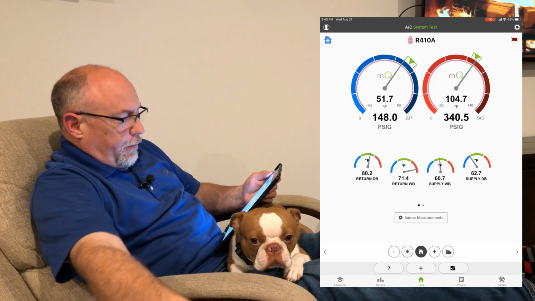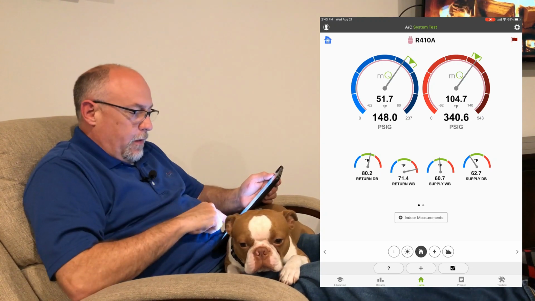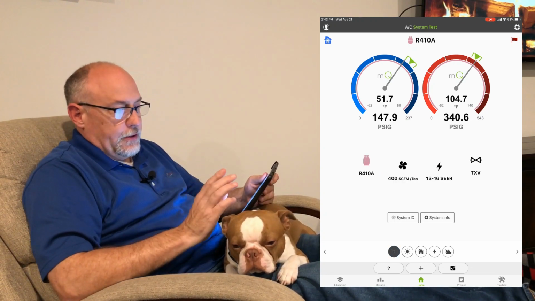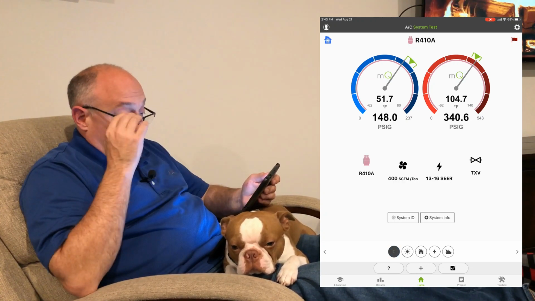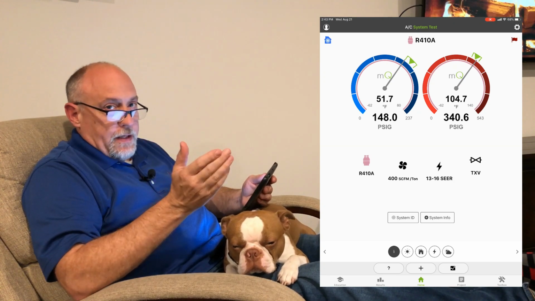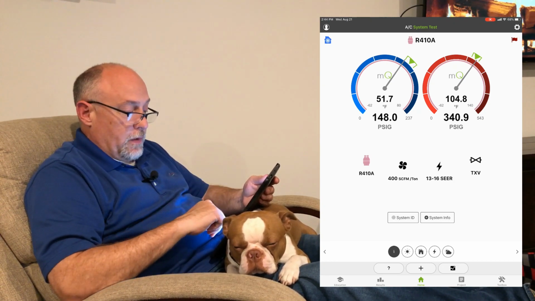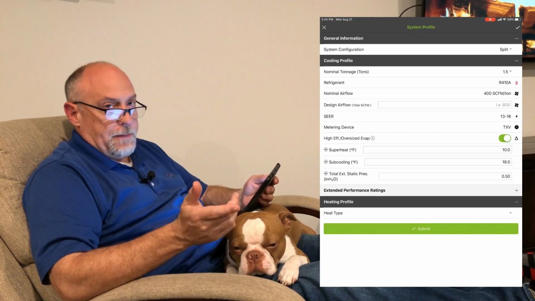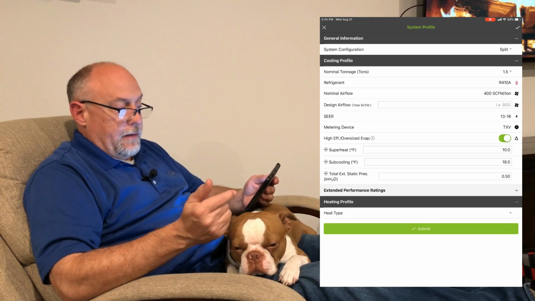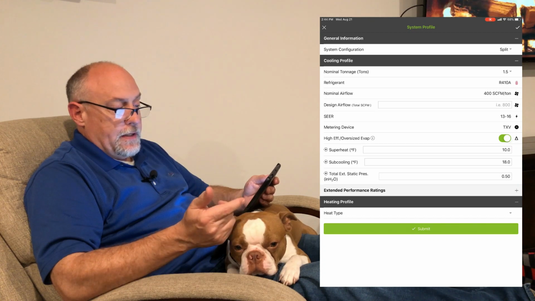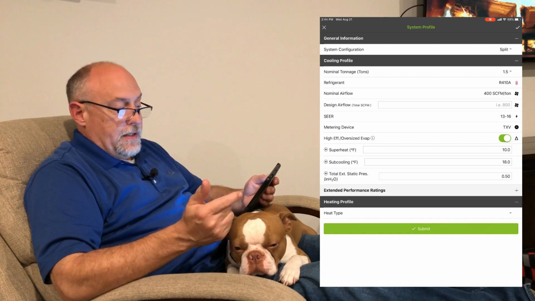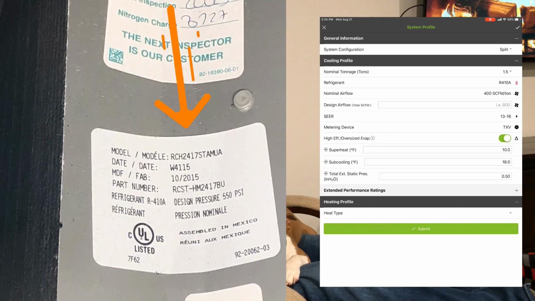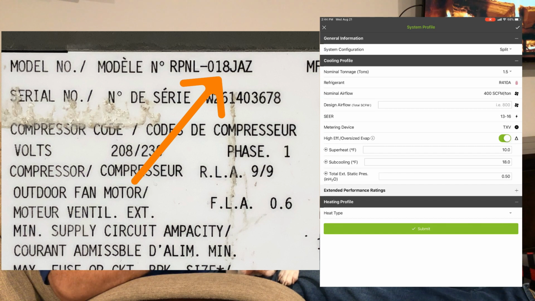So when we look at performance, probably the first thing you want to look at is the profile of your system. That system profile tells us a lot of the information we need to calculate performance within measureQuick. So I'm going to tap on the system information button here. You can see I have it set up at 1.5 tons, 410A, a nominal airflow of 400 standard CFM per ton, 13 to 16 SEER, TXV, an oversized evaporator, meaning I have a 2-ton evaporator on a 1.5 ton coil.